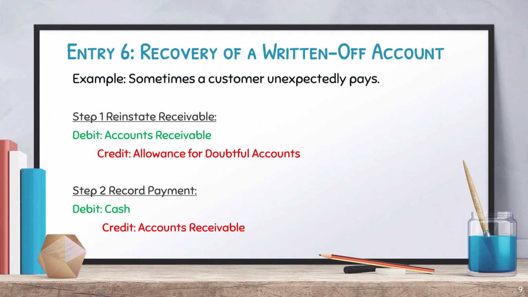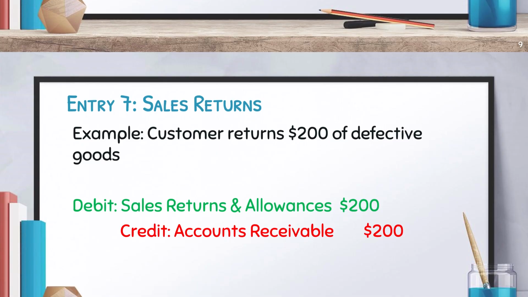Entry 6. Recovering a written off account. Sometimes the impossible happens. A customer who was written off suddenly pays. To record this, we must first reinstate the receivable. Step 1. Reinstate the receivable. Below is the journal entry. Step 2. Record the payment. Below is the journal entry. Accountants sometimes call this the miracle entry.